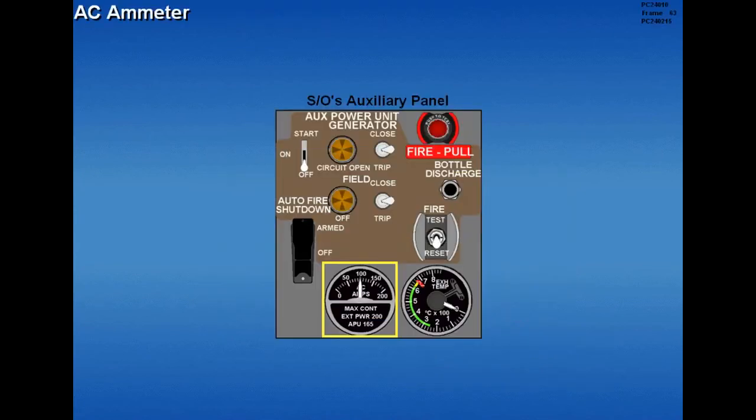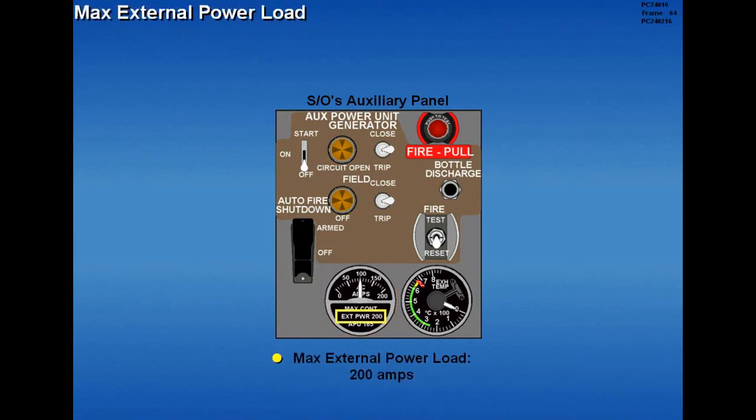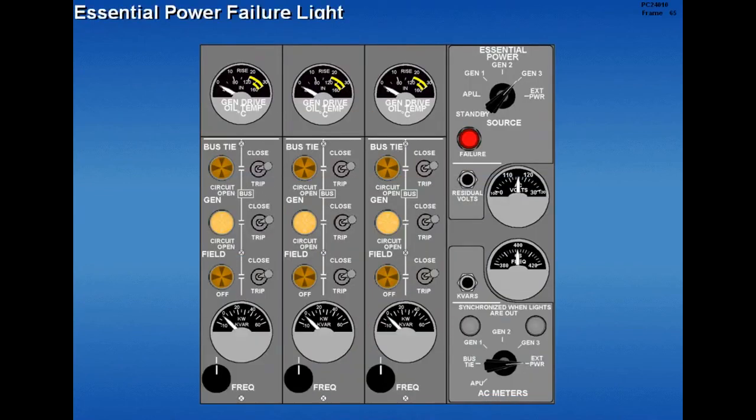The AC ammeter displays the external power, or APU electrical load. The maximum external power load is 200 amps. The essential power failure light illuminates whenever the essential AC bus is not powered. This light is battery powered and does not require main power to illuminate.